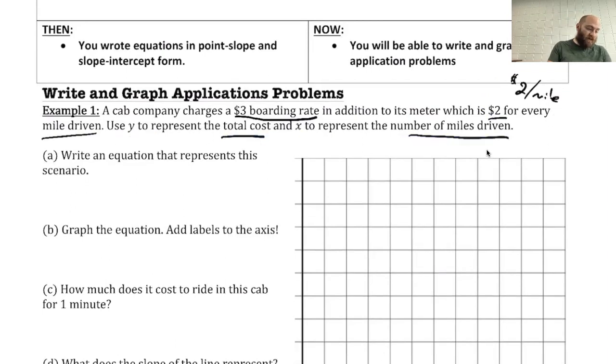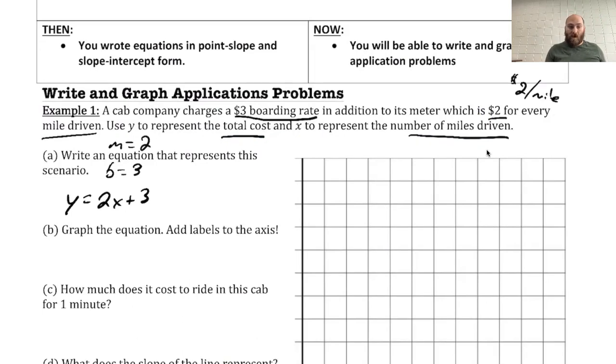So write an equation that represents the scenario. Again, we need slope and a y-intercept. In this scenario, $3 to board. That means you get in the cab, you owe the cab driver $3. That's my initial value. The change is for every mile, we add another $2. So we're increasing by $2 for every mile. That's my rate. So I plug it into slope intercept form. I'm going to do 2x plus 3.